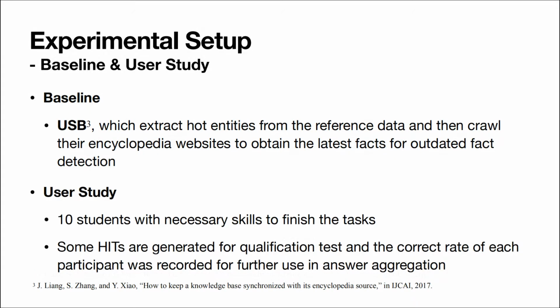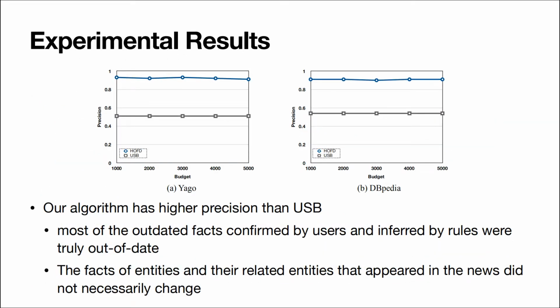We recruited 10 students who had the necessary skills to answer the questions to take part in the evaluation. Before starting, we generated some HITs for a qualification test. The correct rate of each participant was recorded for further use in answer aggregation. In these experiments, we took precision and the number of outdated facts correctly detected as evaluation metrics.